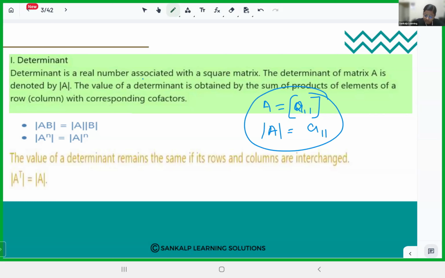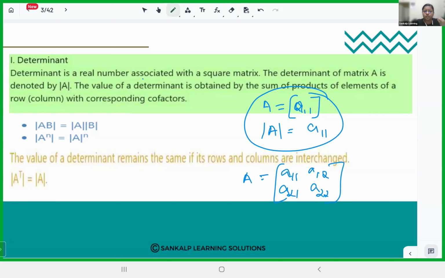And if you consider a 2 by 2 square matrix, how will you write the general form of a 2 by 2 matrix? It is written like this. Sorry, it is A11, A12, right? First row, second element. Now consider second row, first element, second row, second element. So this is the general form of a 2 by 2 square matrix.